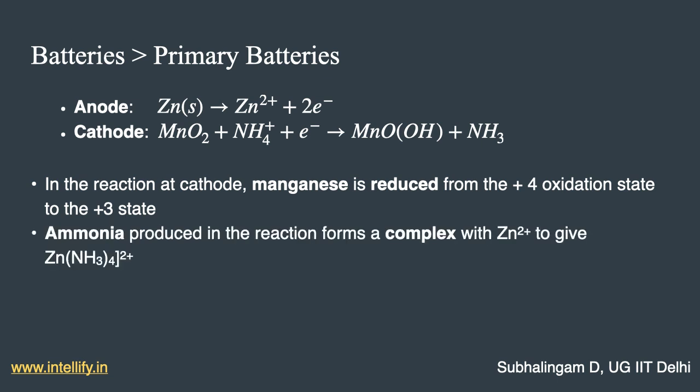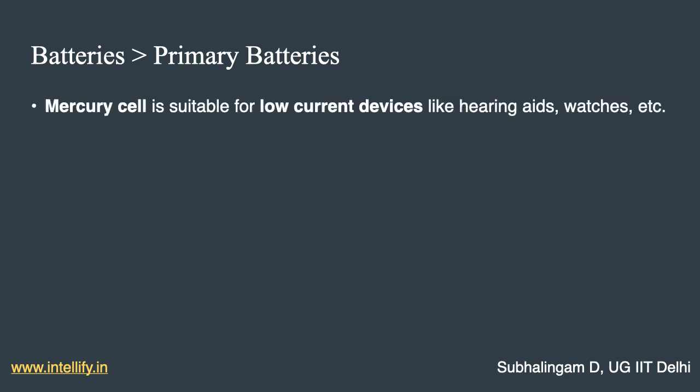Ammonia produced in the reaction forms a complex with Zn2+ to give [Zn(NH3)4]2+. So this is a complex that is formed due to the production of ammonia. The cell has a potential of nearly 1.5 volts. So that was the dry cell.